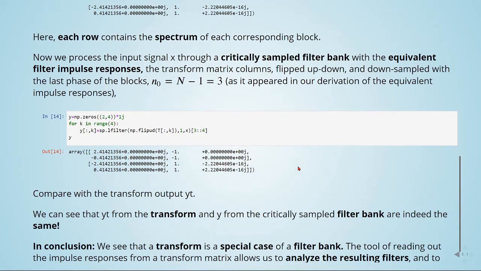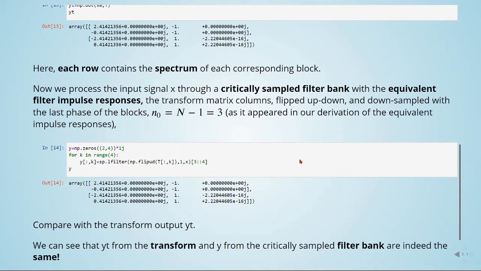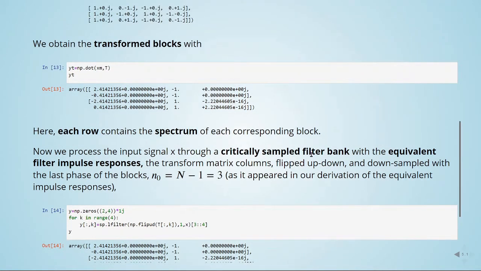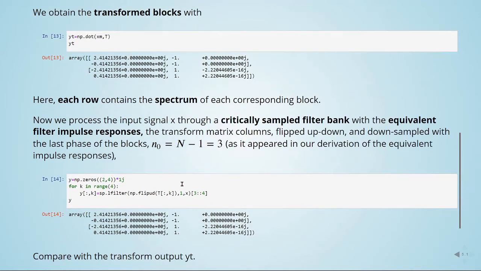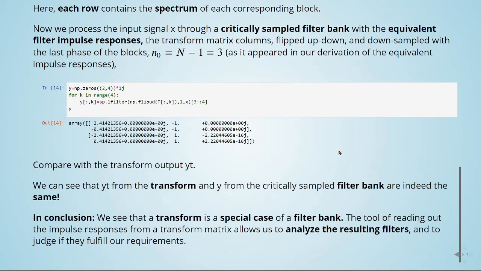And we see that y of t from the transform and y from the critically sampled filter bank are indeed the same. So we did two different procedures. Here we did a matrix multiplication, and here we did filtering, using the critically sampled filter bank with the equivalent filter impulse response, but we achieved the same results.